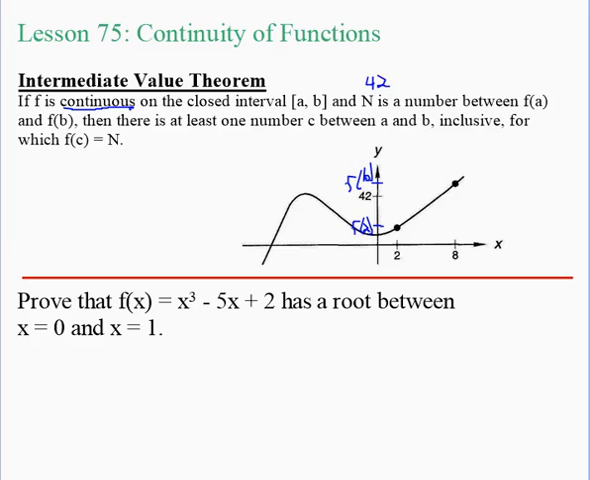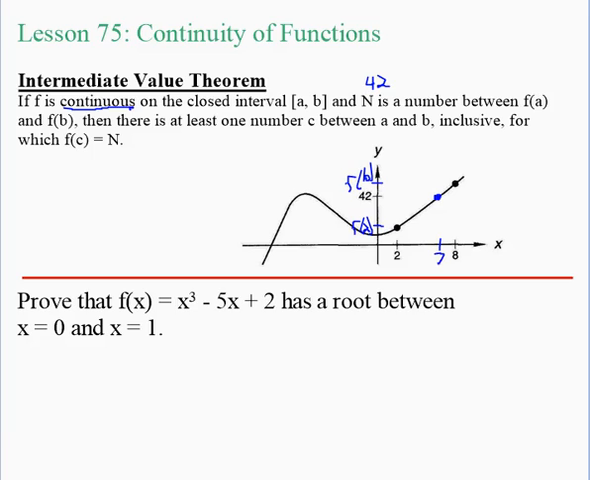So if we pick 42, which is between those, there will be some place, at least one place on this function where we have a value. Maybe it looks like 7, where f of 7 equals 42, so something like that.